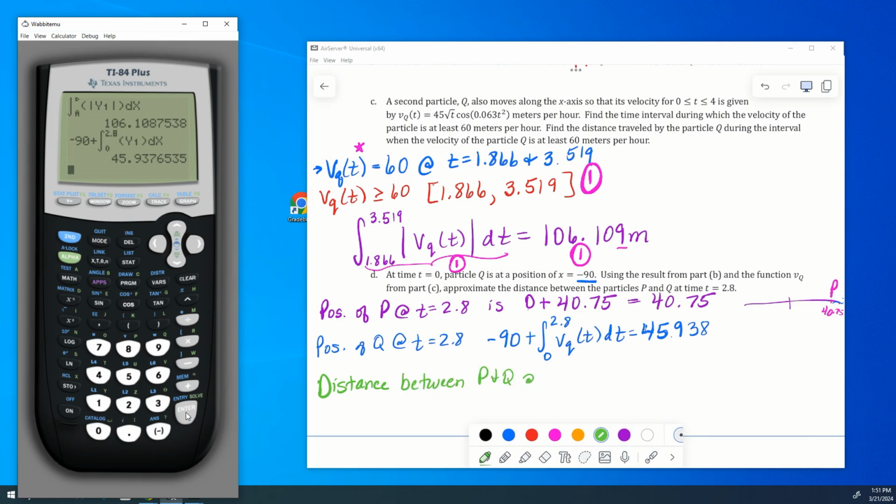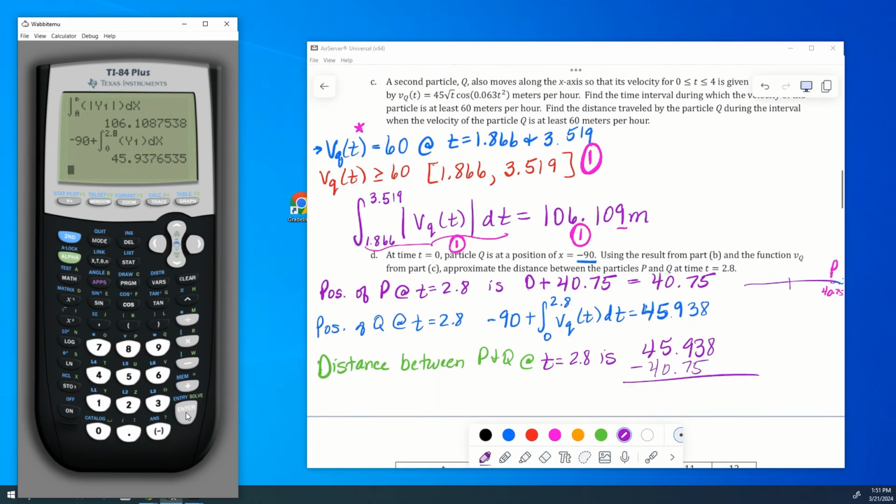between P and Q at t equals 2.8 is going to be those numbers subtracted from each other, minus the 40.75. Sorry, my hand's hitting the color, so it's changing. And again, I'm writing 3 decimal places, but in my calculator, I have it all the way. This one was exact, 40.75. And I get the answer of 5.188 meters apart. And this is my final answer.